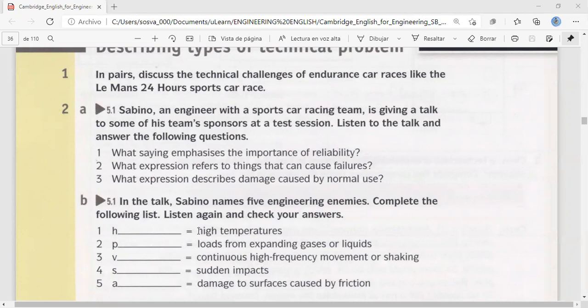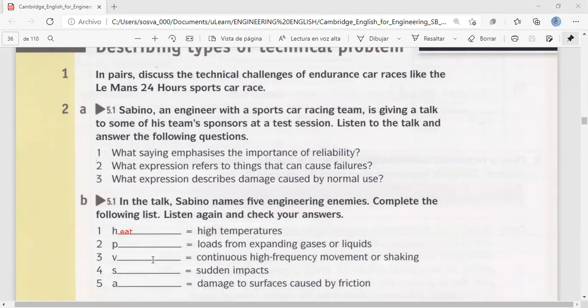For example, when we talk about high temperatures, that makes reference to heat. Heat, exactly.